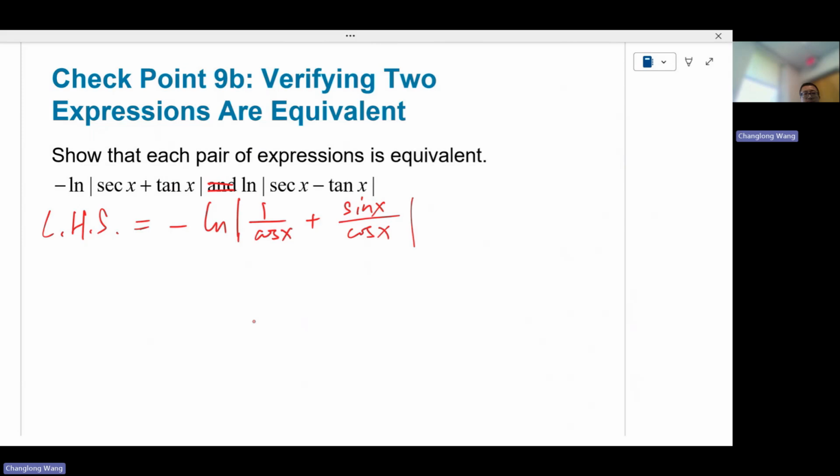1 over cosine plus sine over cosine. Add them, right? So two fractions. Why not? Not to mention, they have the same denominator, so you don't have to figure out anything new. Why wouldn't you do that? So it will be 1 plus sine of x over cosine of x, right?